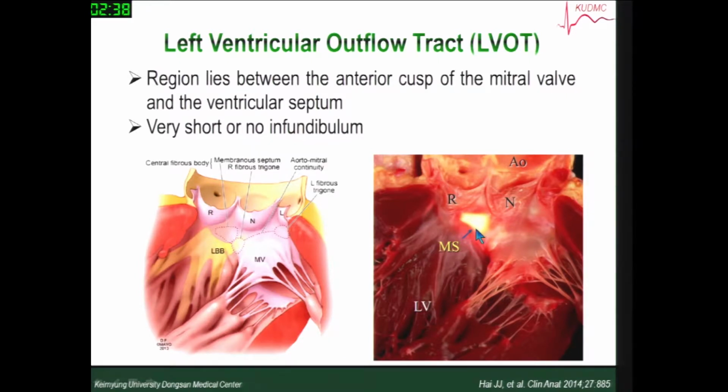You can have a light at the back, and you can see that very thin area of the membranous septum. The outflow tract is very short, and there's not much infundibulum, so it's not called an infundibular structure.